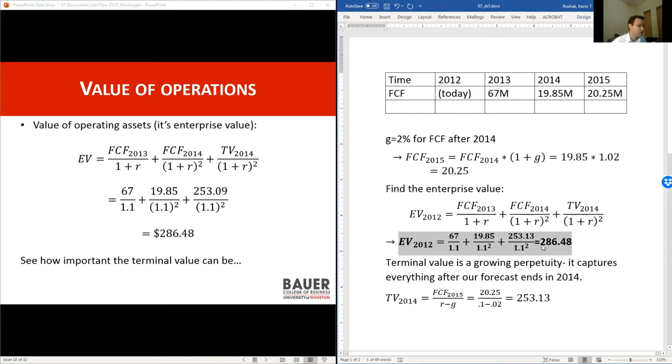Another note to see is that this terminal value is very important, and it's not something that we can get away from very easily. So if you look at this, the present value of that first cash flow, that's 67 divided by 1.1, that's about 60. Present value of this second cash flow is 17 or something. So the present value of the terminal value here is about 200, right? That's giving us the 200 out of this 286. And unfortunately, that's just going to generally be a problem. The terminal value is going to be an important part of your valuation, and so the assumptions that you use for that are going to drive your valuation in a lot of cases. So you have to be mindful of that.